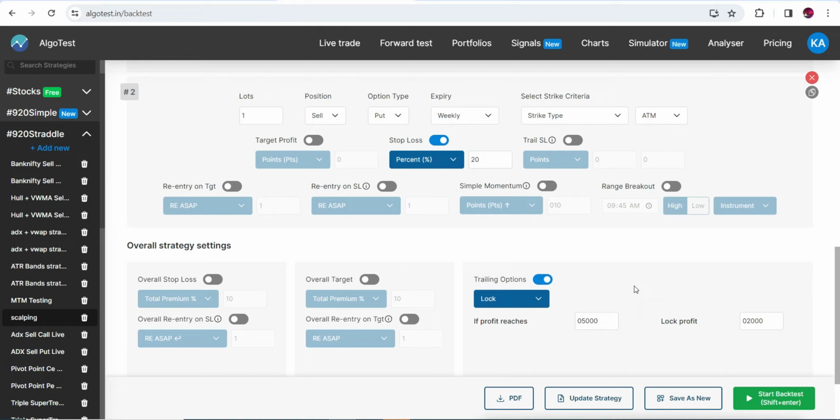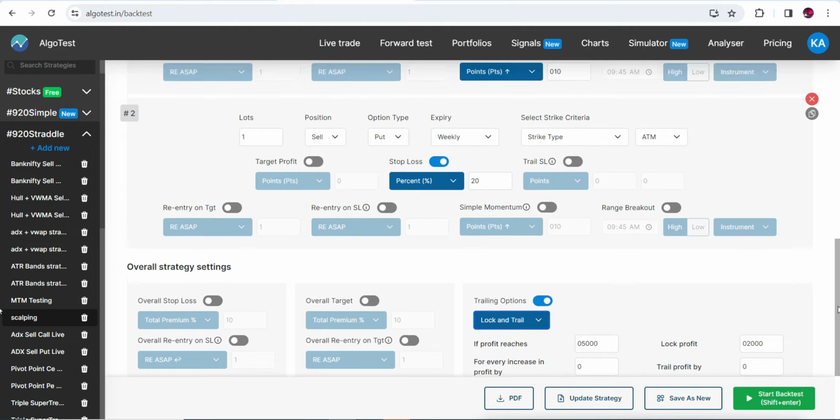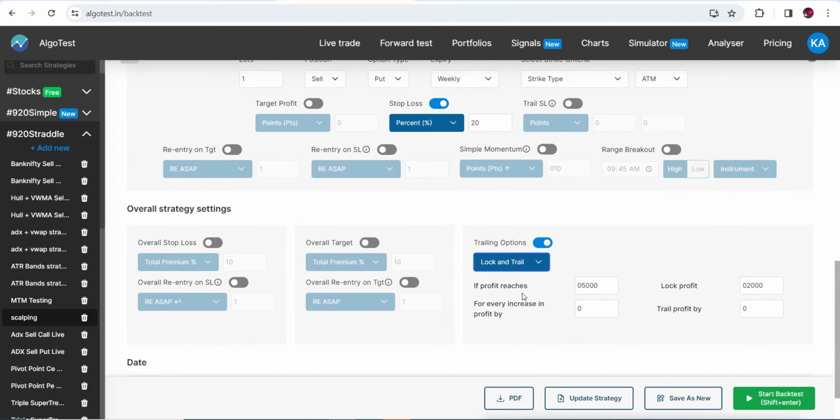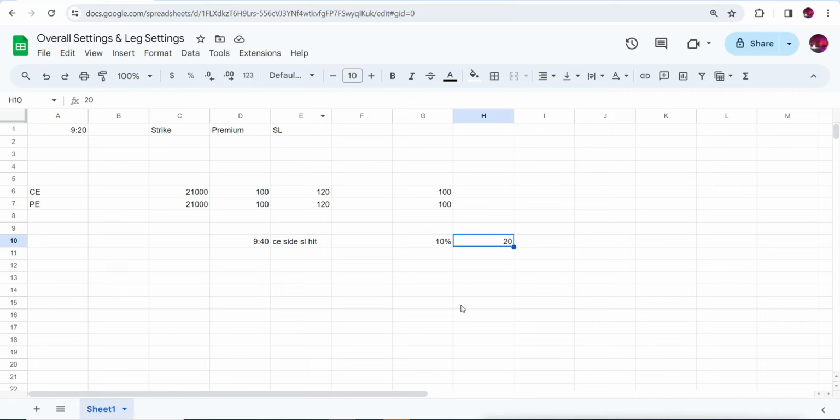If you are in profit, you want to lock some amount of profit, so that at least I get this amount of profit even if the market reverses. So you can set this here. Then lock and trail. How lock and trail works is, first we have locked our profit, that our profit is 5,000 and we have locked the profit of 2,000. Now what we want is that for every 100 my profit increases, it will trail our profit by 100. For example, let me explain this in sheets, that if my profit reaches 5,000, I will lock the profit of 2,000.